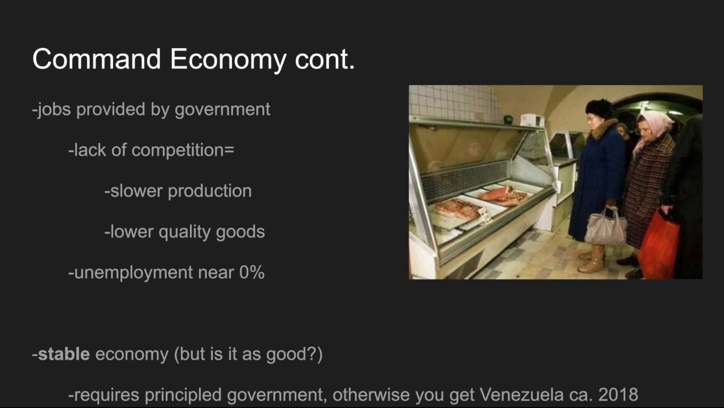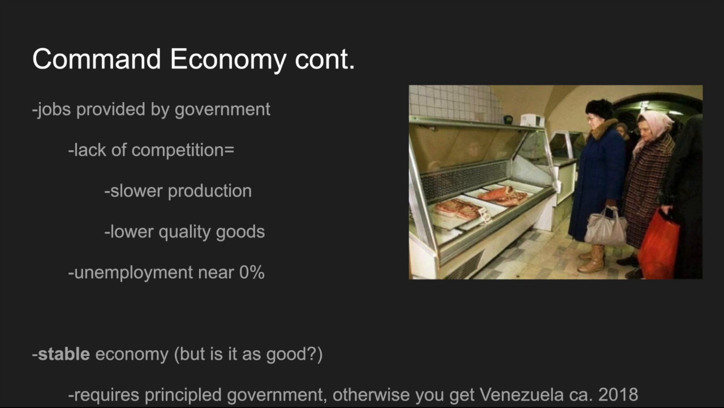So command economies are, again, on paper, very stable because everybody has a job, everybody has a role that they play, but do they work? And the answer is not really. It requires a principled government. The government actually needs to be looking out for the good of the people, but as we discussed in the last chapter, people, especially according to Aristotle, tend to be pretty self-serving.